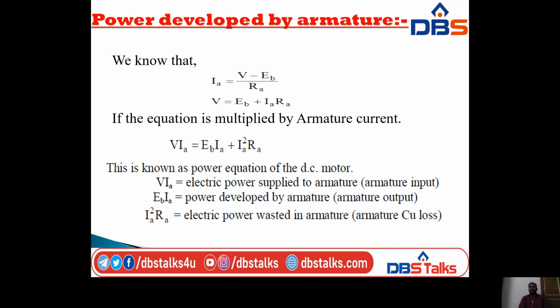And next, power developed by armature. Actually we know that armature current IA is equal to V minus EB by RA.